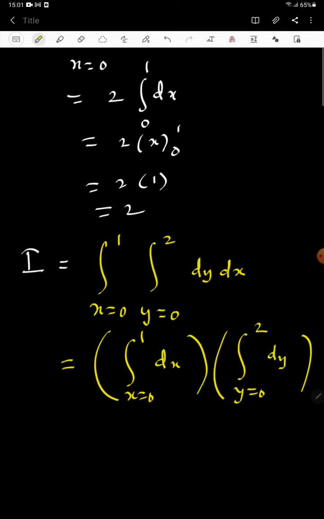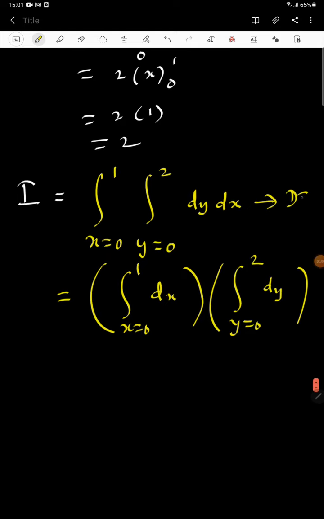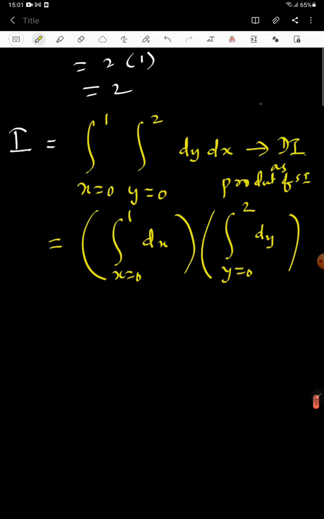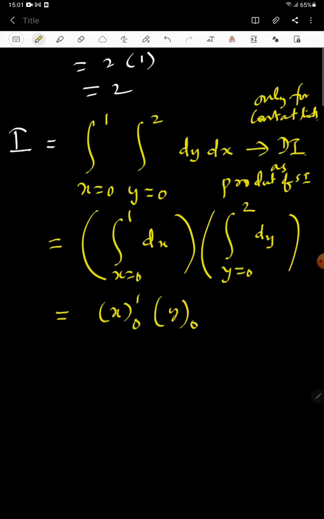This chance of writing the double integral as a product of single integrals is available only for constant limits. So this can be written as just x from 0 to 1 and y from 0 to 2. So it is just 1 minus 0 into 2 minus 0, and this is finally 2.